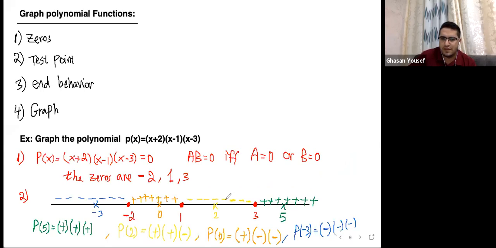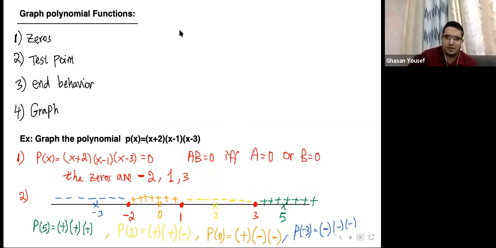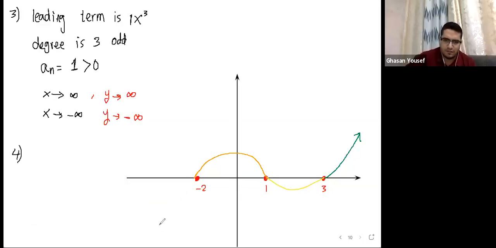Below the x-axis. Now we have positive. This means above the x-axis. So the curve should be like this. Goes up to the minus 2. So above the x-axis. Now the minus means below the x-axis. So below the x-axis should be like this. That's it. This is the graph of my polynomial function.